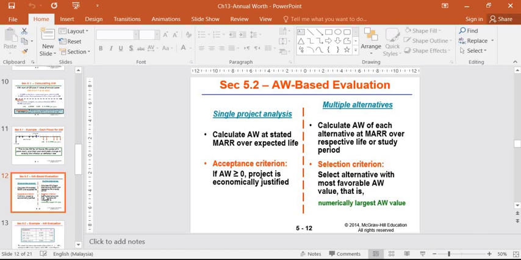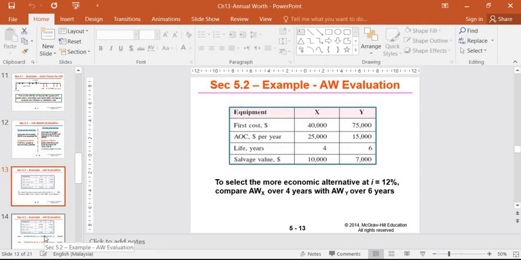Okay, hang on. Like this one. Examples: we have two projects, X and Y. The cost is 50 for X and 75 for Y. Then the AOC is 25K for X and 15K for Y. Then the life in years is 4 and 6. Then the salvage value is 10,000 and 7,000.